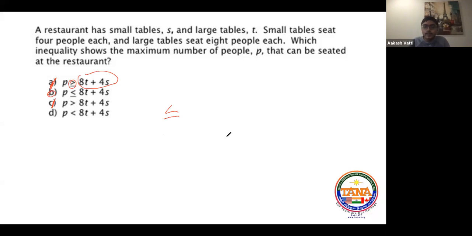So the person was like, why can't it be greater than? Because the way it's phrased is you have S tables, which fill a certain amount of people, and T large tables, filled with people. P can only be less than or equal to whatever this is, like A and B. Because just think about it. This is a logical question. Can you have more people than the amount of tables can hold? Yeah, maximum. Yep.